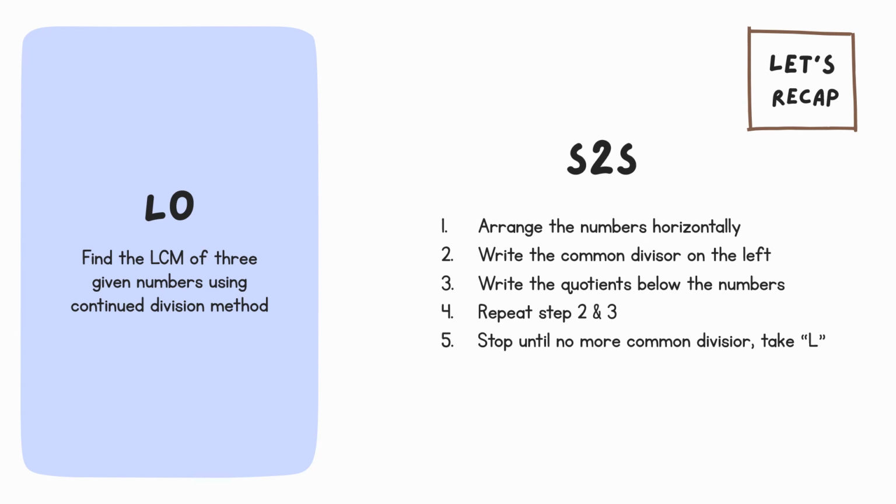Step 3, write the quotients below the numbers. So those are when division starts. Step 4, repeat step 2 and 3 if there is still common divisor, just like we did in example 3. And step 5, stop until no more common divisor and take the shape L. So when you take the shape L, you need to multiply all of the numbers in the shape, and that's your answer.